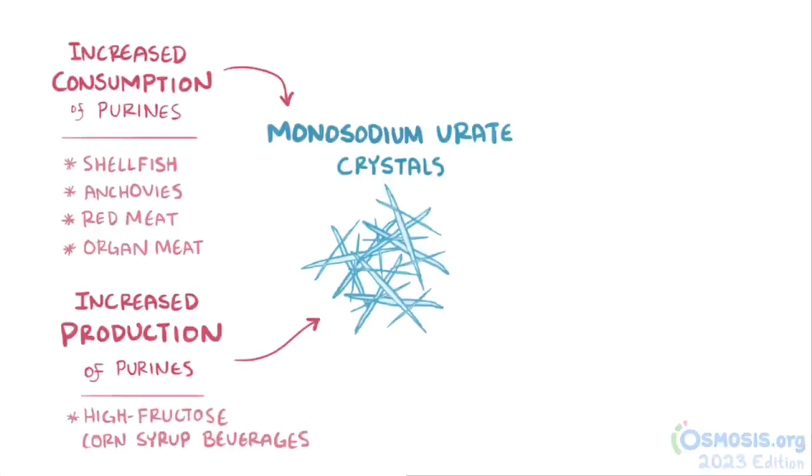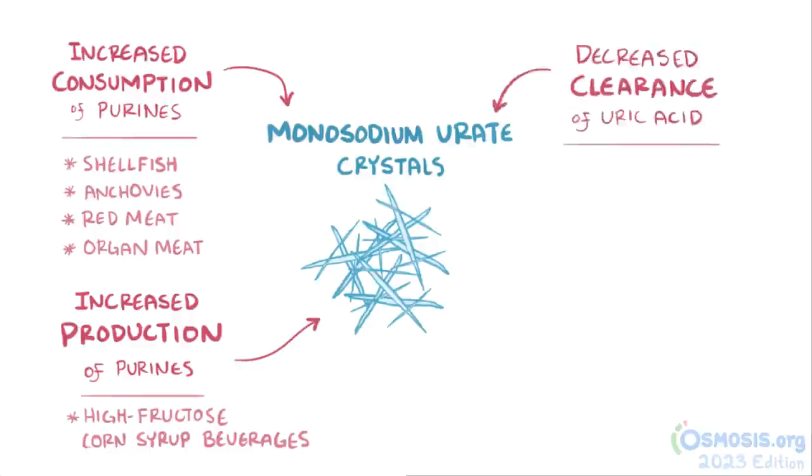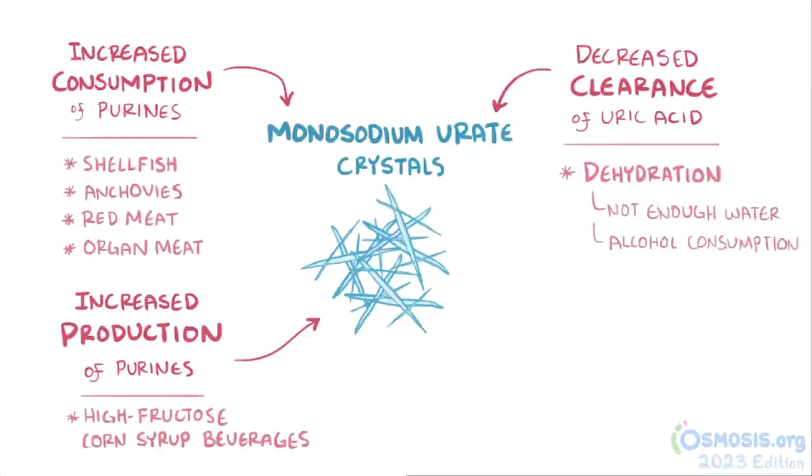Another way crystals could form is from decreased clearance of uric acid, which can result from dehydration from not drinking enough water or consumption of alcoholic beverages, both allowing uric acid to precipitate out. Regularly eating these kinds of foods can also lead to obesity and diabetes, both of which are risk factors for gout.